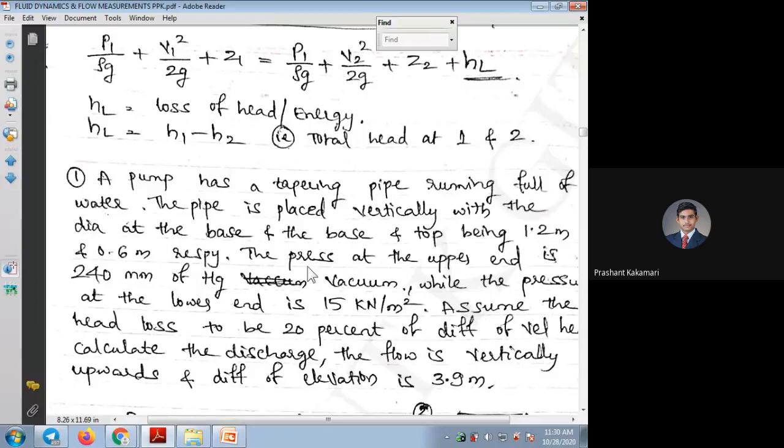Why? Because here the head loss HL is also given, considering it as a real fluid. They have given, assume the head loss to be 20%, means 0.2 into the difference of velocity heads, that is v1 square by 2g minus v2 square by 2g. If you take the difference of velocity heads and multiply by 0.2, that will be the HL value.